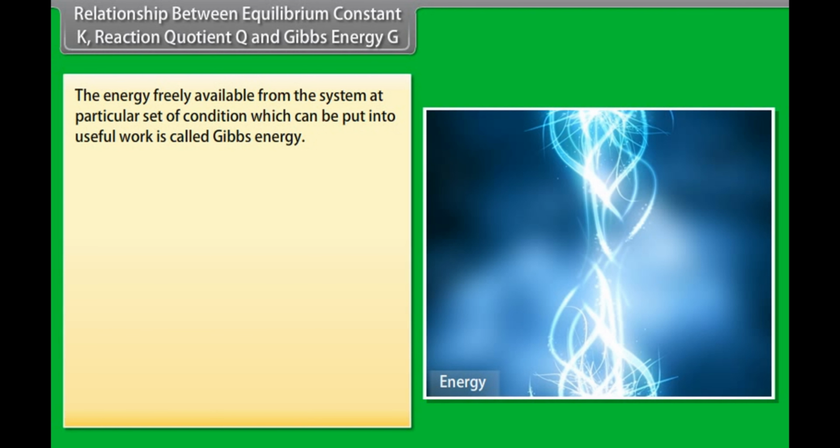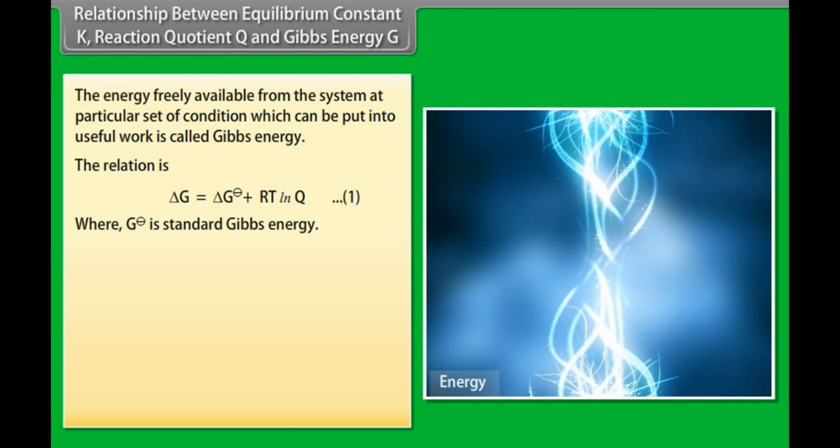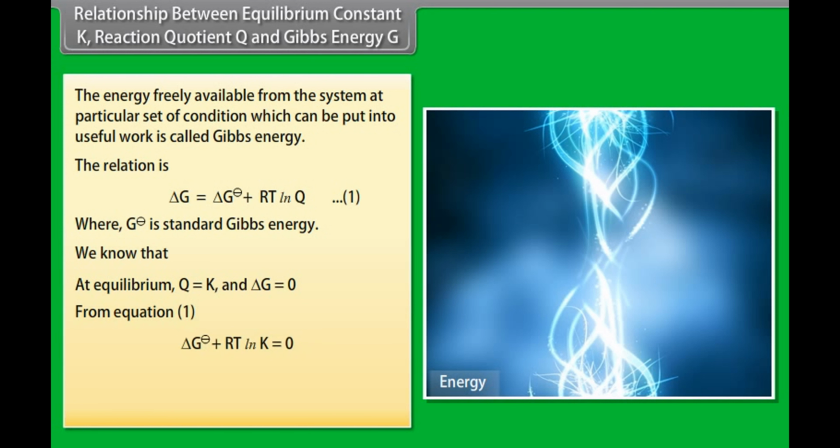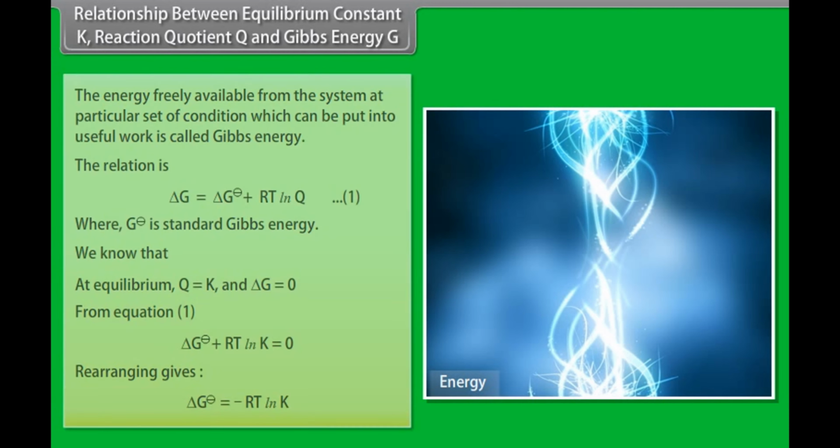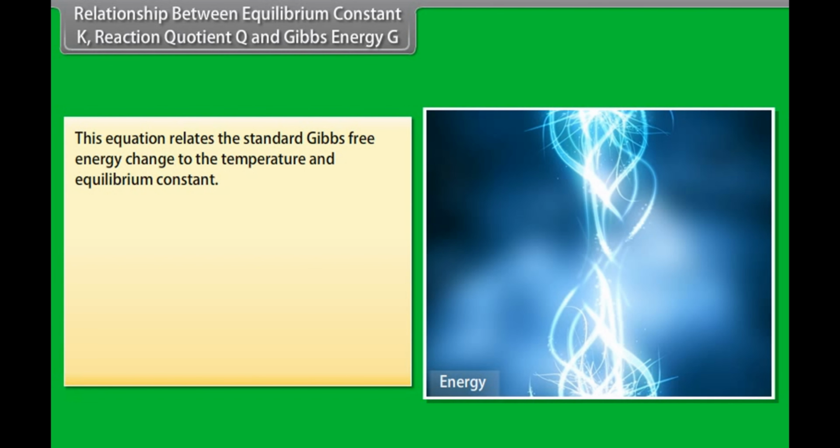Relationship between equilibrium constant K, reaction quotient Q and Gibbs energy G. The energy freely available from the system at a particular set of conditions, which can be put into useful work, is called Gibbs energy. The relation is, name it as equation 1, where ΔG° represents standard Gibbs energy. We know that at equilibrium Q is equal to K and delta G is equal to 0 from equation 1. Rearranging gives this equation, which relates the standard Gibbs free energy change to the temperature and equilibrium constant.